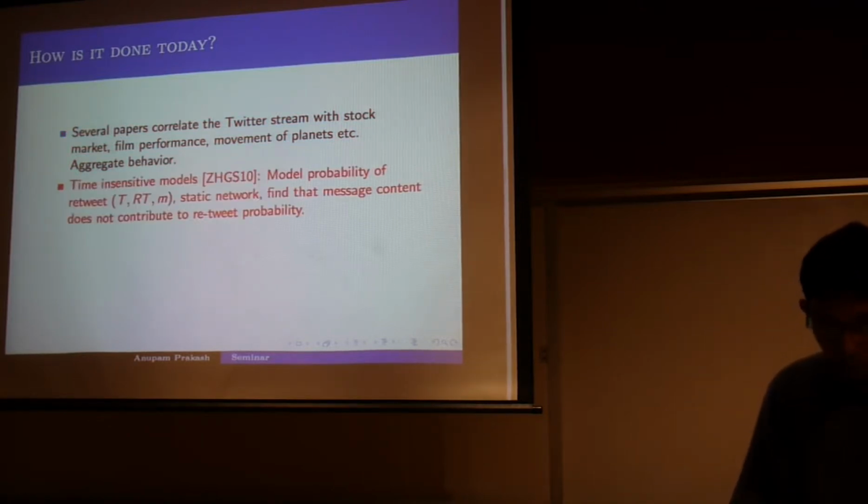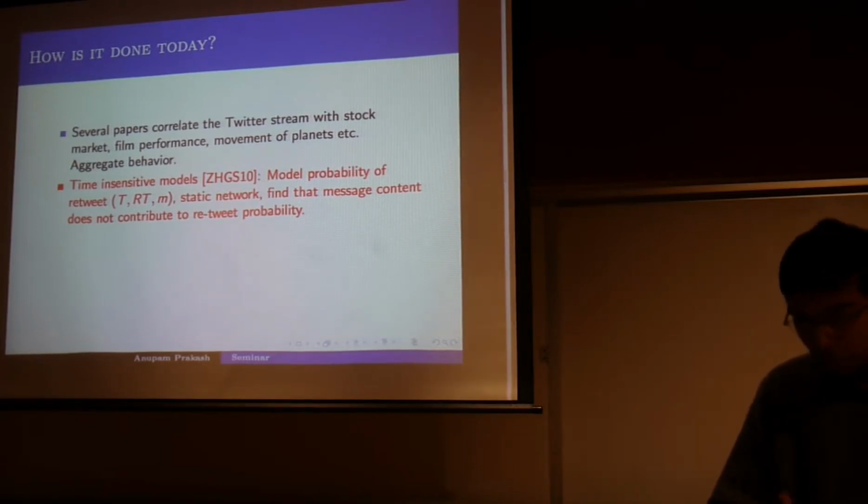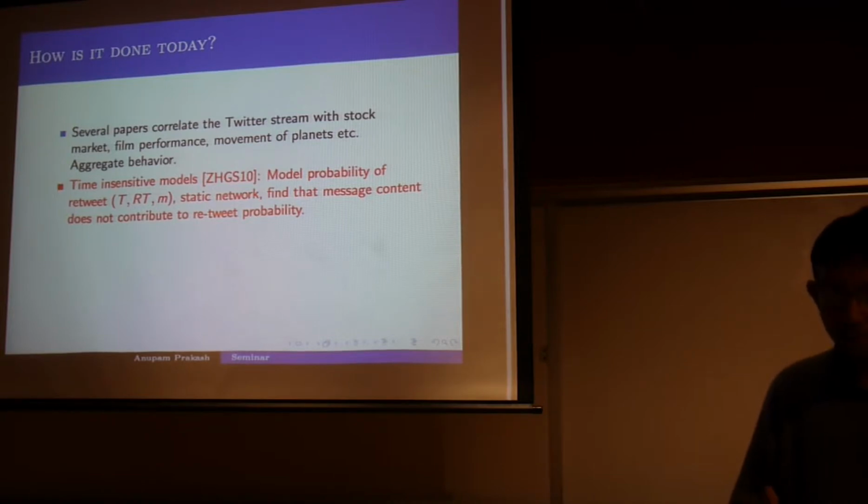And the other thing about these models is, like this SNPs paper by 4 authors in 2010, they try to model the probability that a message would be retweeted. So they look at the static network. They look at all the people who did retweet messages over the last 3 months, and there's no time component to the model.